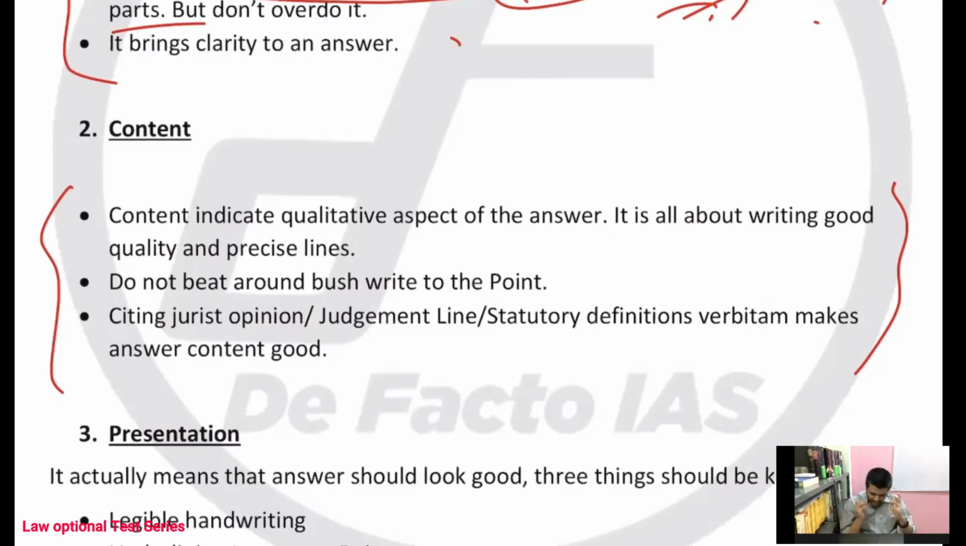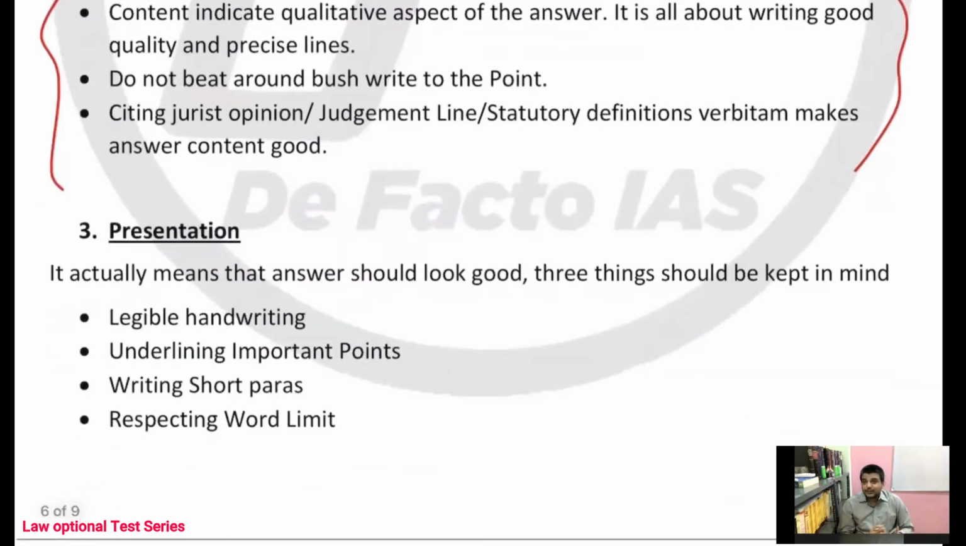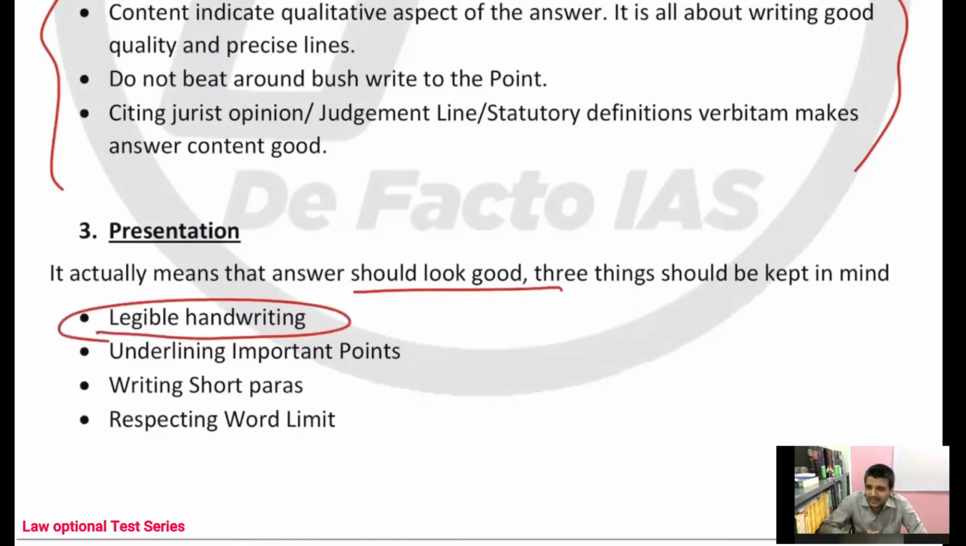Then presentation comes into the picture. Presentation actually means everything. The answers should look good and pleasing, so that when people look at it, the professor would want to check it, would want to read it. It should not be very bad. Legible handwriting should be there. No matter how good the content you write or how good the structure you have, if people are not able to read it, you will never get good marks.